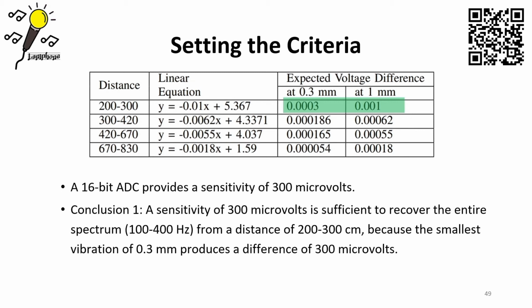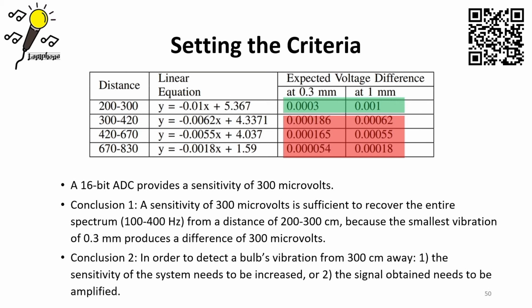However, another conclusion we made by analyzing this table is that in order to detect a bulb's vibration from a greater distance, for example from 4 meters away, the sensitivity of the system either needs to be increased or the signal obtained needs to be amplified. And later on, I will discuss how each of these conditions can be satisfied.